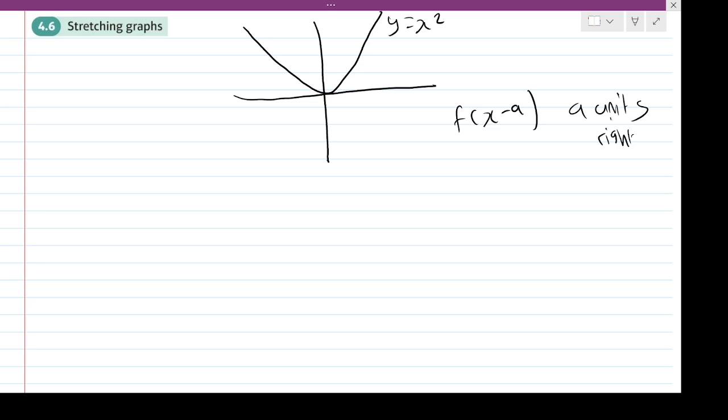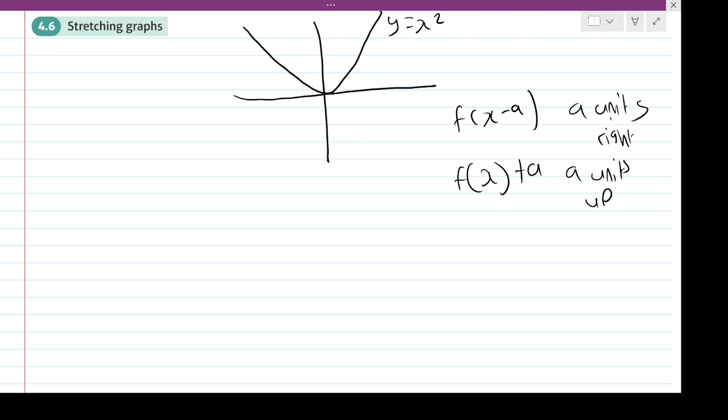And likewise, we then added outside the function to move a units up. So the whole idea was last section we looked at adding and subtracting numbers in order to move it left or right, up and down. So that's translation.